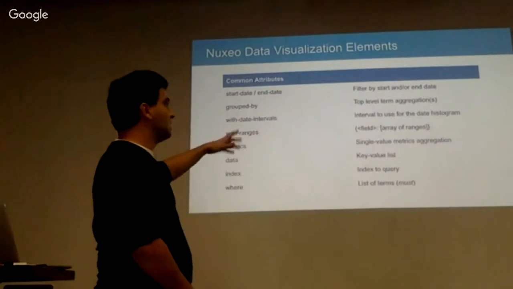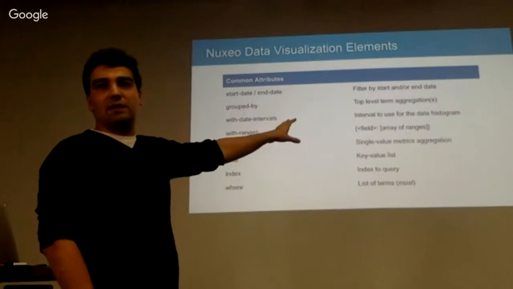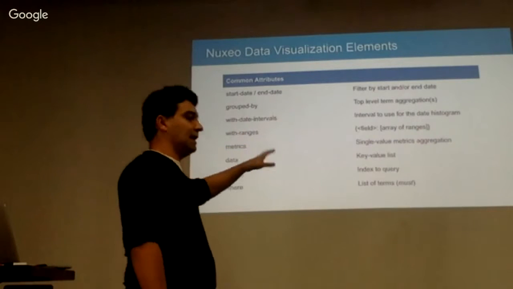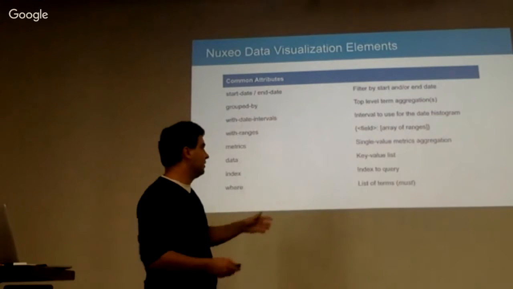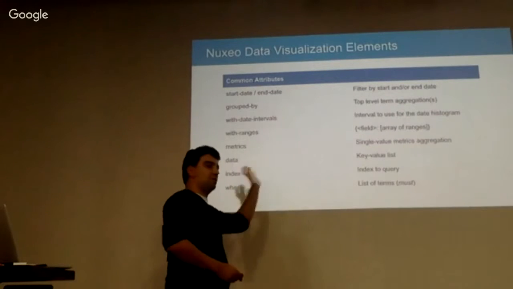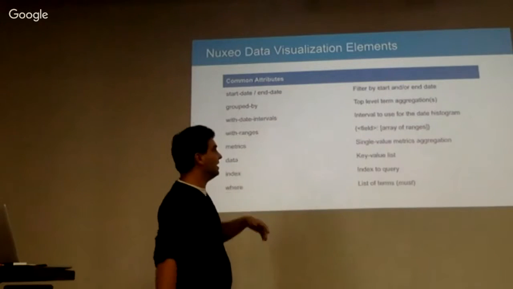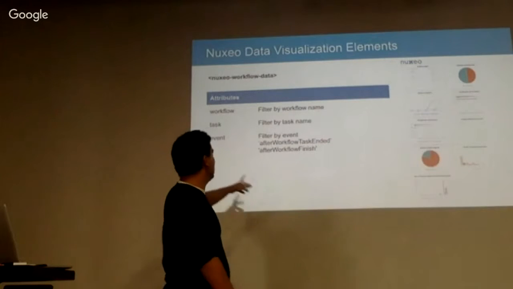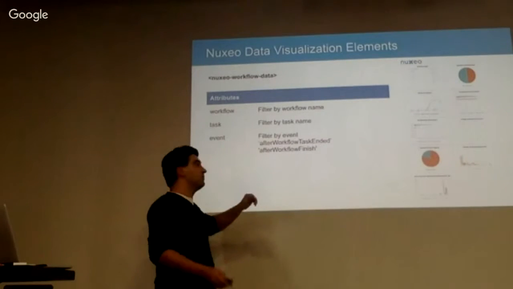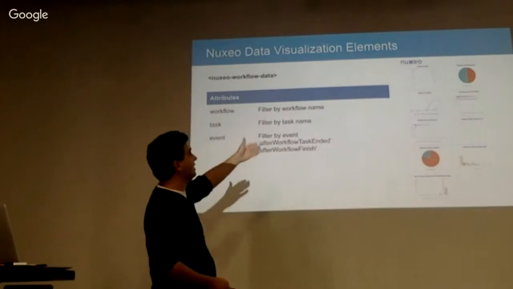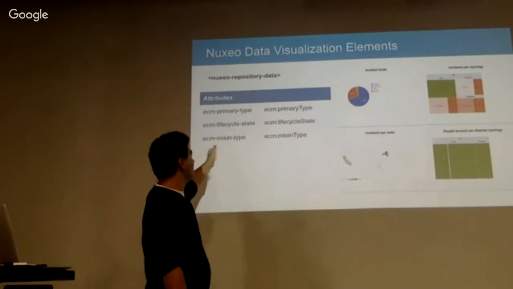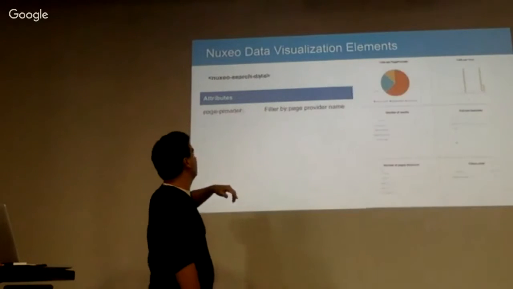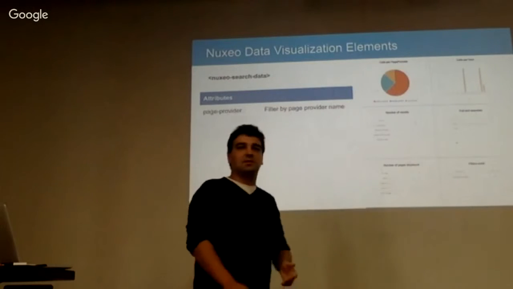This is again a small overview of the attributes that I showed you. This would be like a base class if you're doing Java programming. This would be like the abstract base class for all the other elements. These are the shared attributes. Then for each of these, we came up with some useful filtering attributes like workflow, task, event for the workflow data; ECM parameter type, ECM lifecycle state, ECM mixin type for repository data; and just page provider for the search data element.